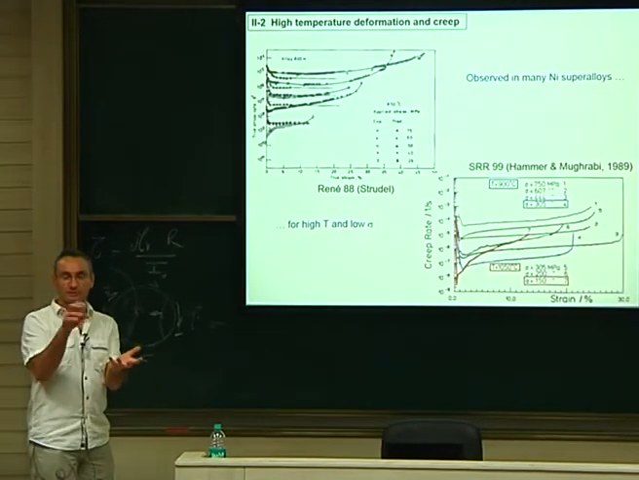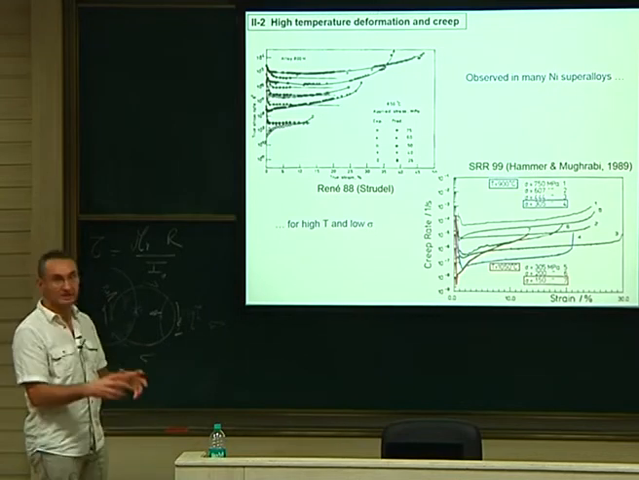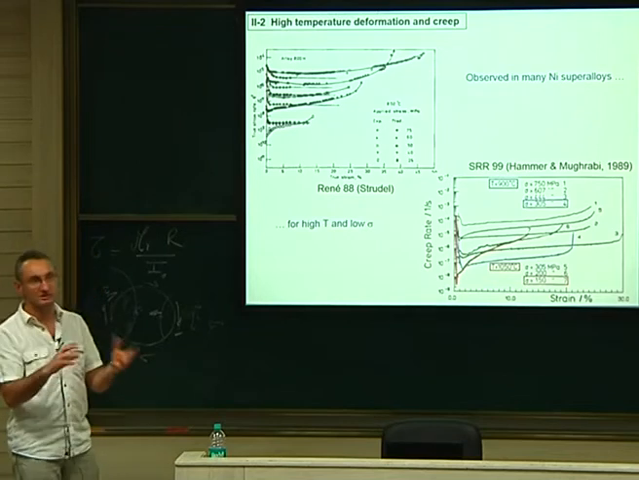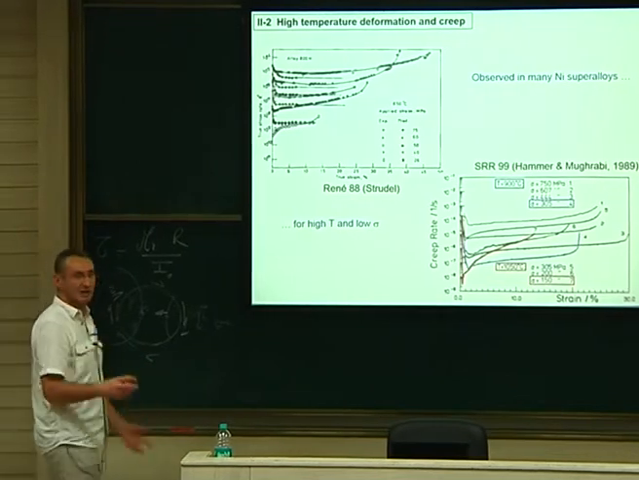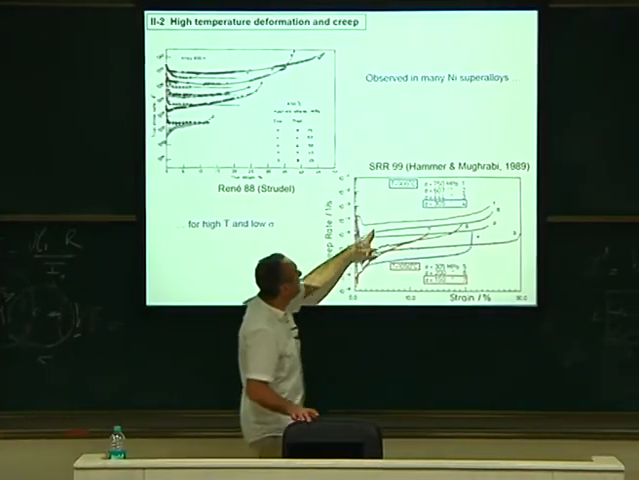They put different interstitials or different alloying components in the superalloys to make them more stable against the stacking fault, or to change the misfit parameters. They play with that by adding some rhenium or this kind of thing. Anyway, and this you can see is for high temperature.